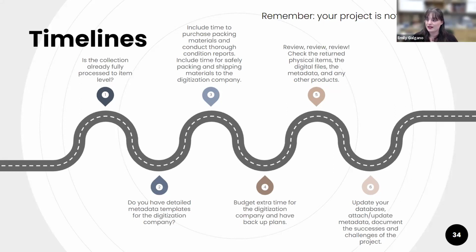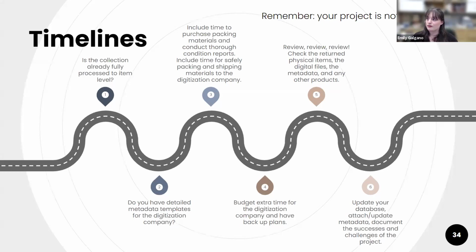You also want to add in extra time for your digitization company and have backup plans. They may tell you it's going to take 3 months to do some work, but you should probably be budgeting at least double that, because that will include time for shipping. That'll include time if they end up having to bump your project to lower on their priority list. Just there are things to consider that you should be thinking about.